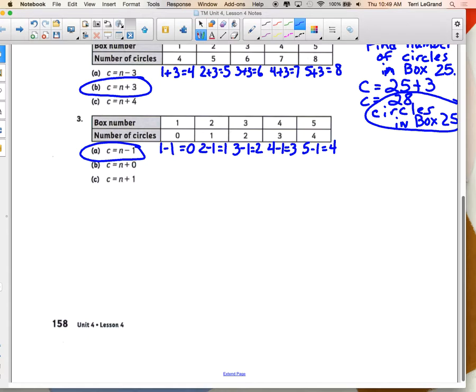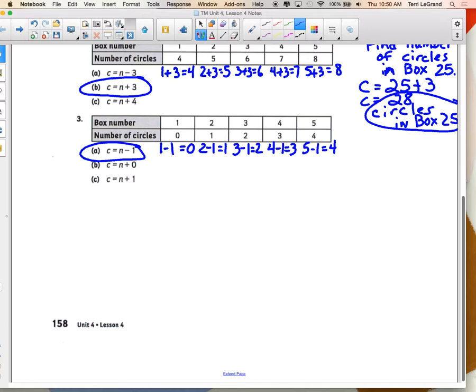Okay, without showing work, tell me, how many circles would be in box 98? Danny? 97. How many circles would be in box 7? Class? 6. Yeah, we just have to take 1 away from the box number, don't we? Okay. Anybody got questions?